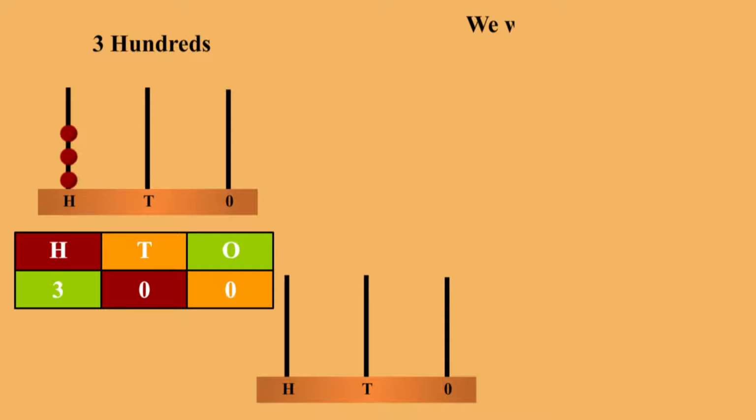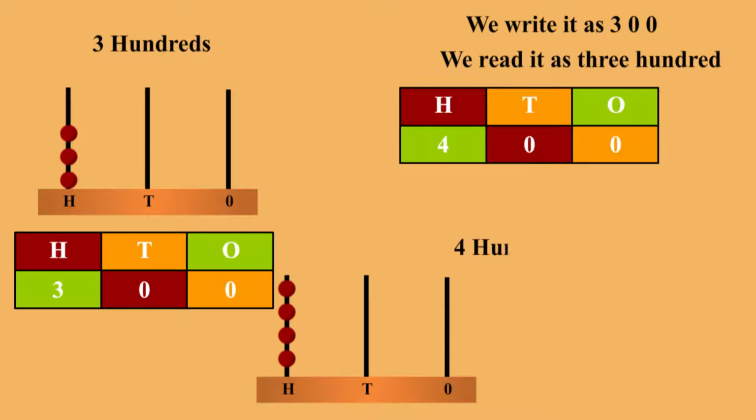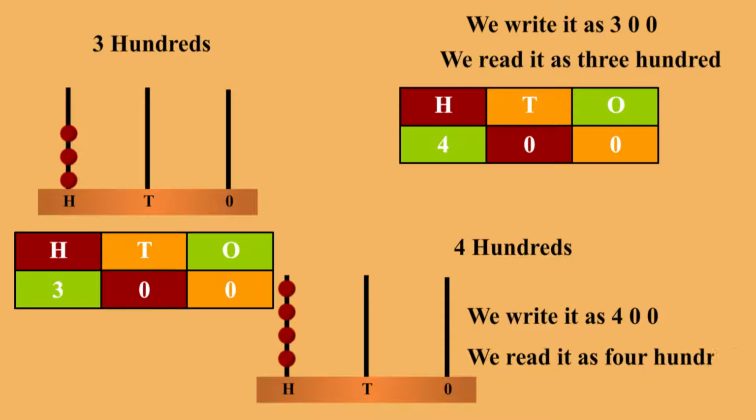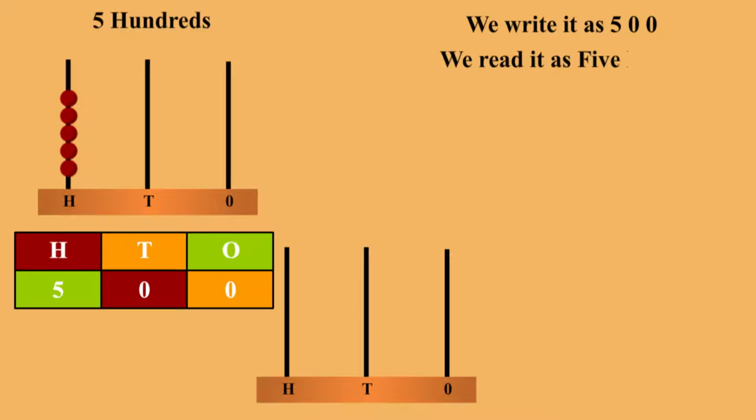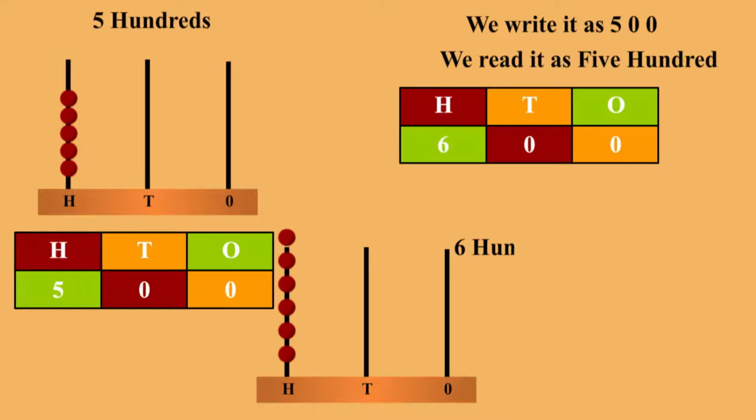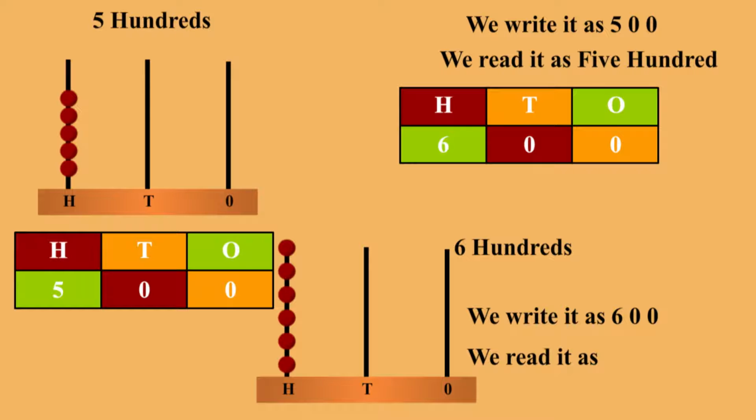300s. We write it as 300. We read it as 300. 400s. We write it as 400. We read it as 400. 500s. We write it as 500. We read it as 500. 600s. We write it as 600. We read it as 600.